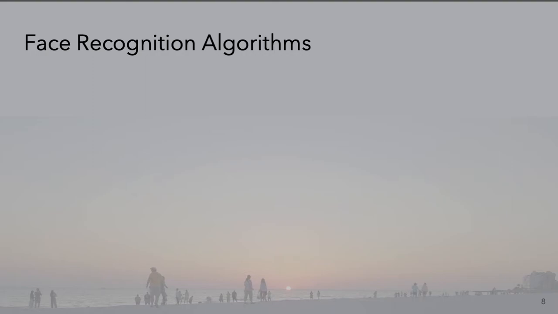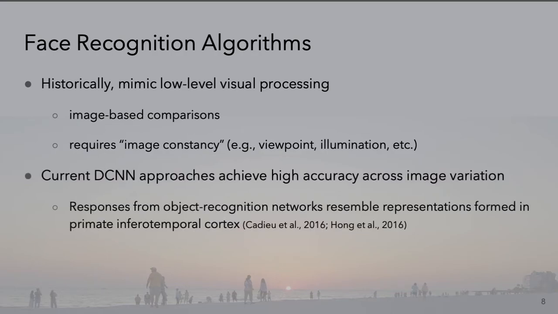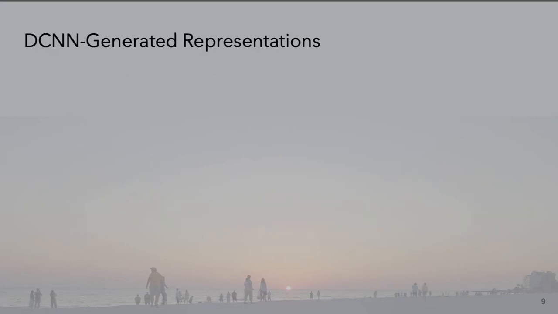Historically, face recognition algorithms mimicked the approach of low-level vision. In older models, images could only be compared if they showed faces in almost exactly the same viewpoint or with the same illumination. Modern DCNNs achieve high identification accuracy even when comparing wildly different images. This resembles the type of representation seen in the primate IT cortex.